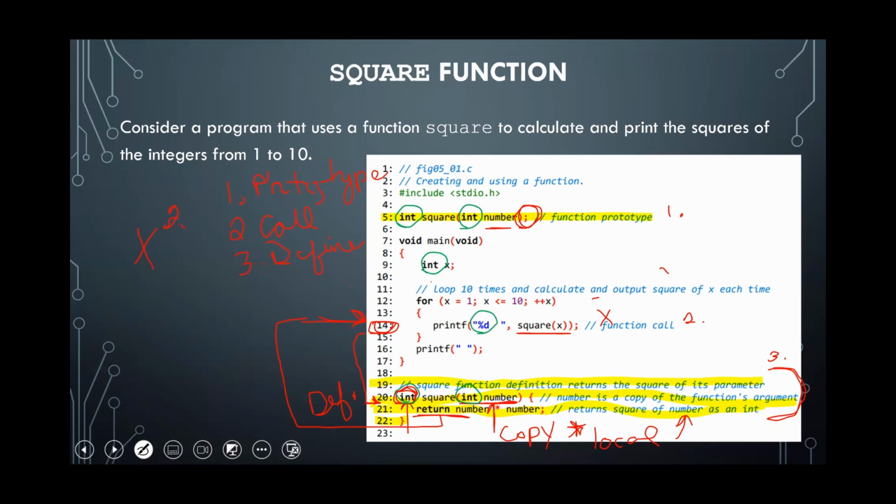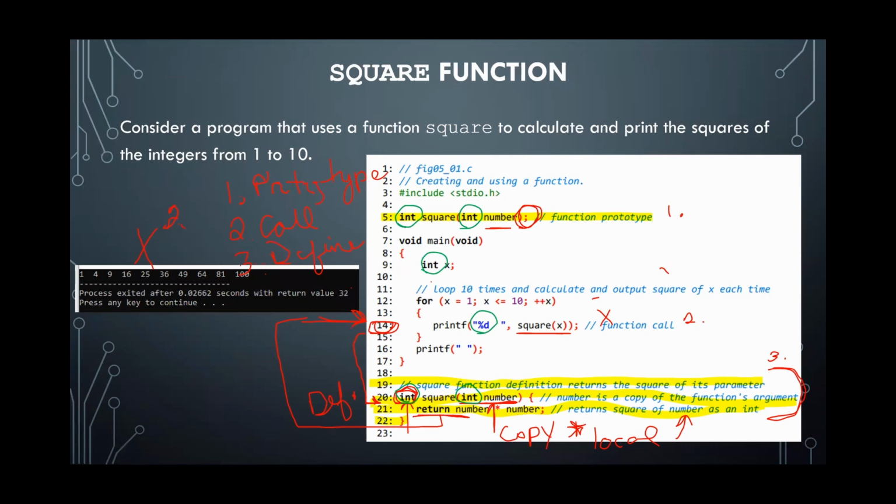Okay. So the prototype, the call, and the definition, those 3 have to agree in the number of arguments, the argument types, the argument order, and then finally the return type. Now, if I was going to run this, and I apologize for writing all over it, it's going to run something like this, right? So 1 is the square of 1, 4 is the square of 2, 9 is the square of 3, and etc., going all the way up to 10.